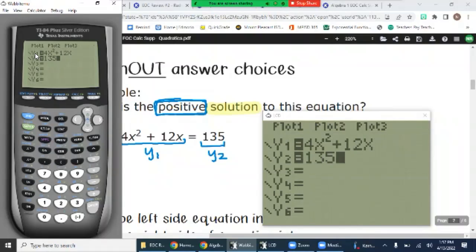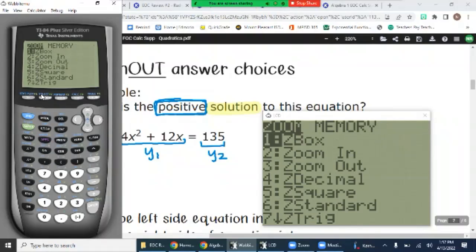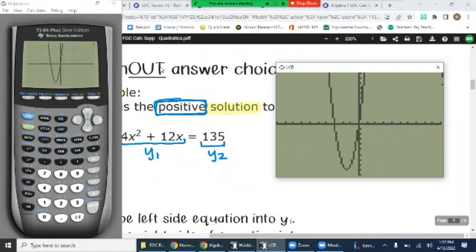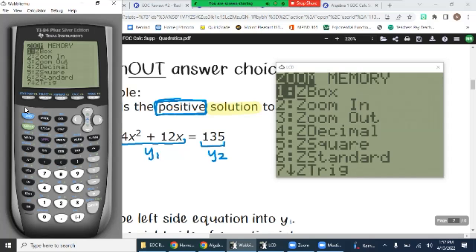After you're done, press graph, actually do zoom 6. Zoom 6 is your standard window. This is what you should see whenever you're freshly memory cleared. But if you look at 3A, it says you should be able to see a horizontal line going through the parabola. Can we see that here? No. So if you can't, you can either zoom out or press zoom 0.